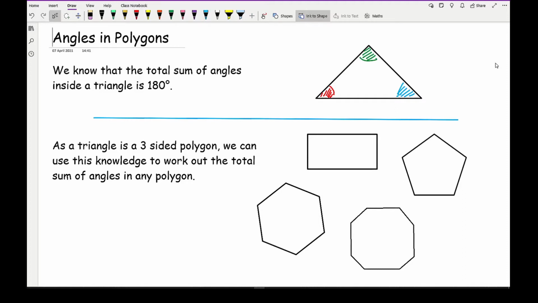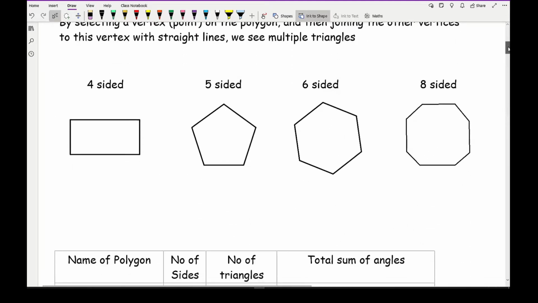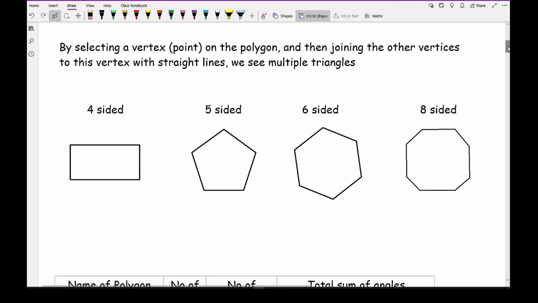Now, as a triangle is also commonly known as a three-sided polygon, we can use this knowledge to work out what the total sum of angles inside any polygon is going to be. It doesn't really matter whether that polygon is regular or irregular, the total sum of the angles will be the same based upon how many sides it has. So by selecting a vertex, which is a more mathematical name for a point, on a polygon, and then joining all the other vertices to this vertex with straight lines, we can see multiple triangles.